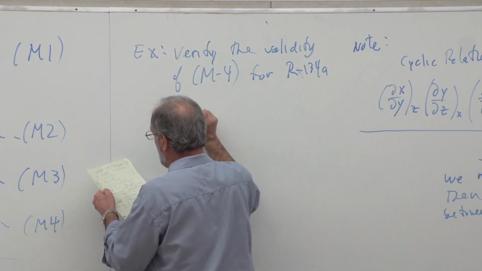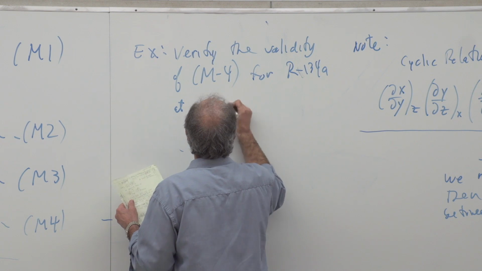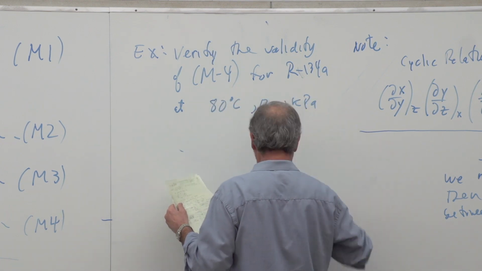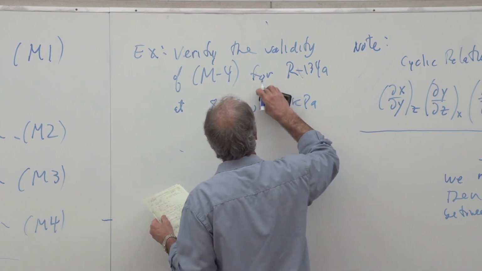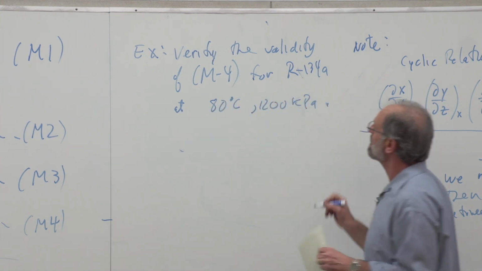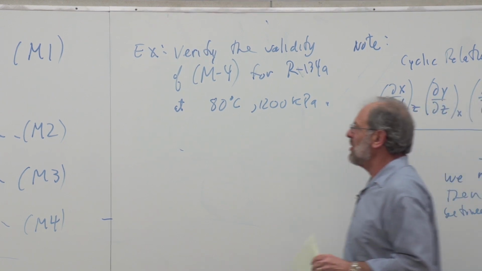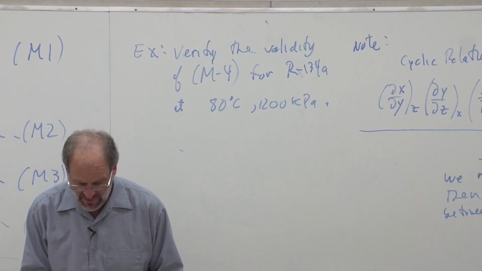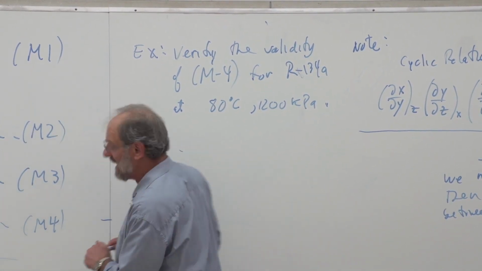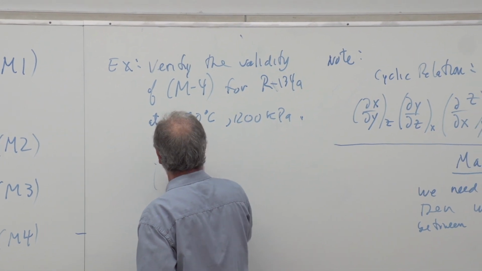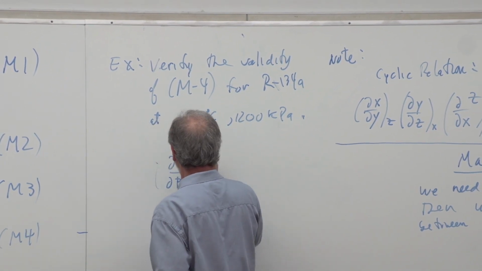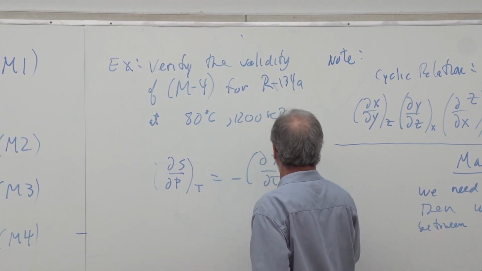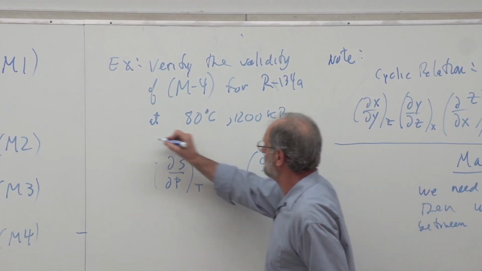And we'll do this at a particular temperature and pressure, so at 80 degrees C and 1200 kilopascals. Okay. So the first thing that I would like to do is just simply write down this particular relationship. The fourth Maxwell relation is (∂S/∂P) at constant T equals minus (∂V/∂T) at constant P. Okay.